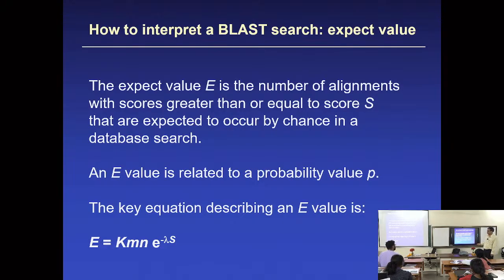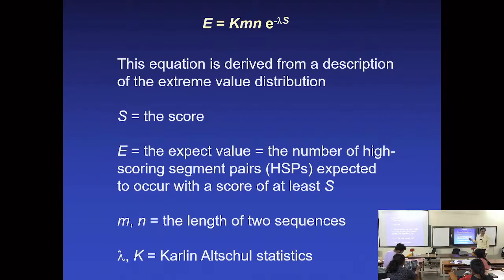And here is the e-value relationship with the score. S is the score. M and N are the lengths of the two sequences. Lambda and K are Karlin-Altschul statistics parameters, named after two scientists who developed this statistics. As you can see, if the score S becomes very large, then E would be 0, or very low. So as S becomes larger, E becomes lower.